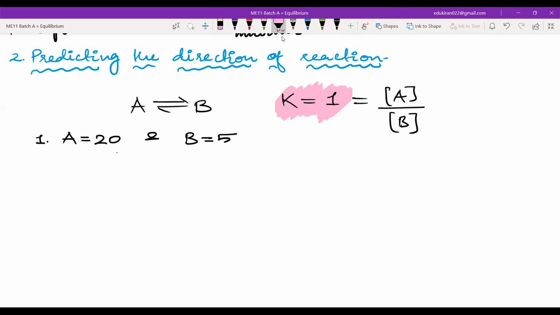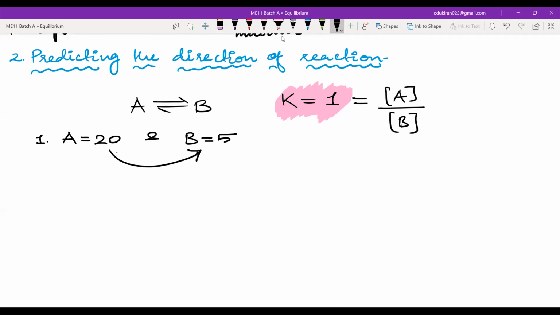Yes, sir. Okay, so now you guys tell me what should happen. What is more should get less, and what is less should get more. Yes or no? Yes, sir. So what will happen? A will be getting converted to B. Yes or no? Yes, sir. More and more, A will be getting converted to B.